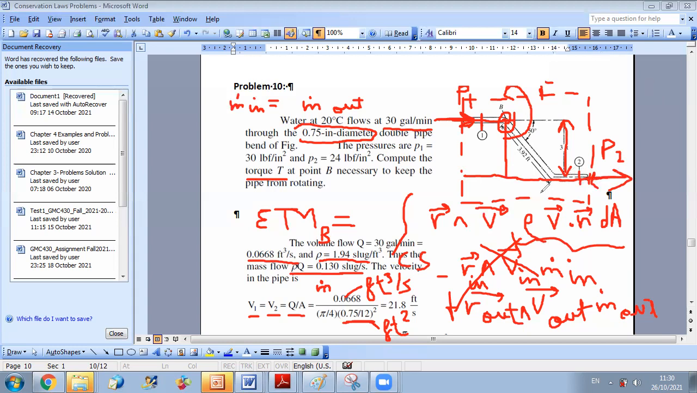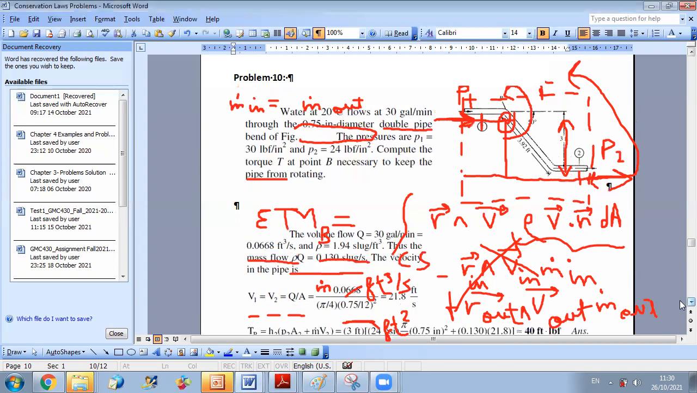And concerning the direction, if I do the right-hand rule, it's a counterclockwise moment. So this outlet velocity vector is tending to rotate counterclockwise about B. Okay, so the angular momentum flux is in the counterclockwise direction at the exit. Now we are ready to write our equation. Okay, what is our equation?